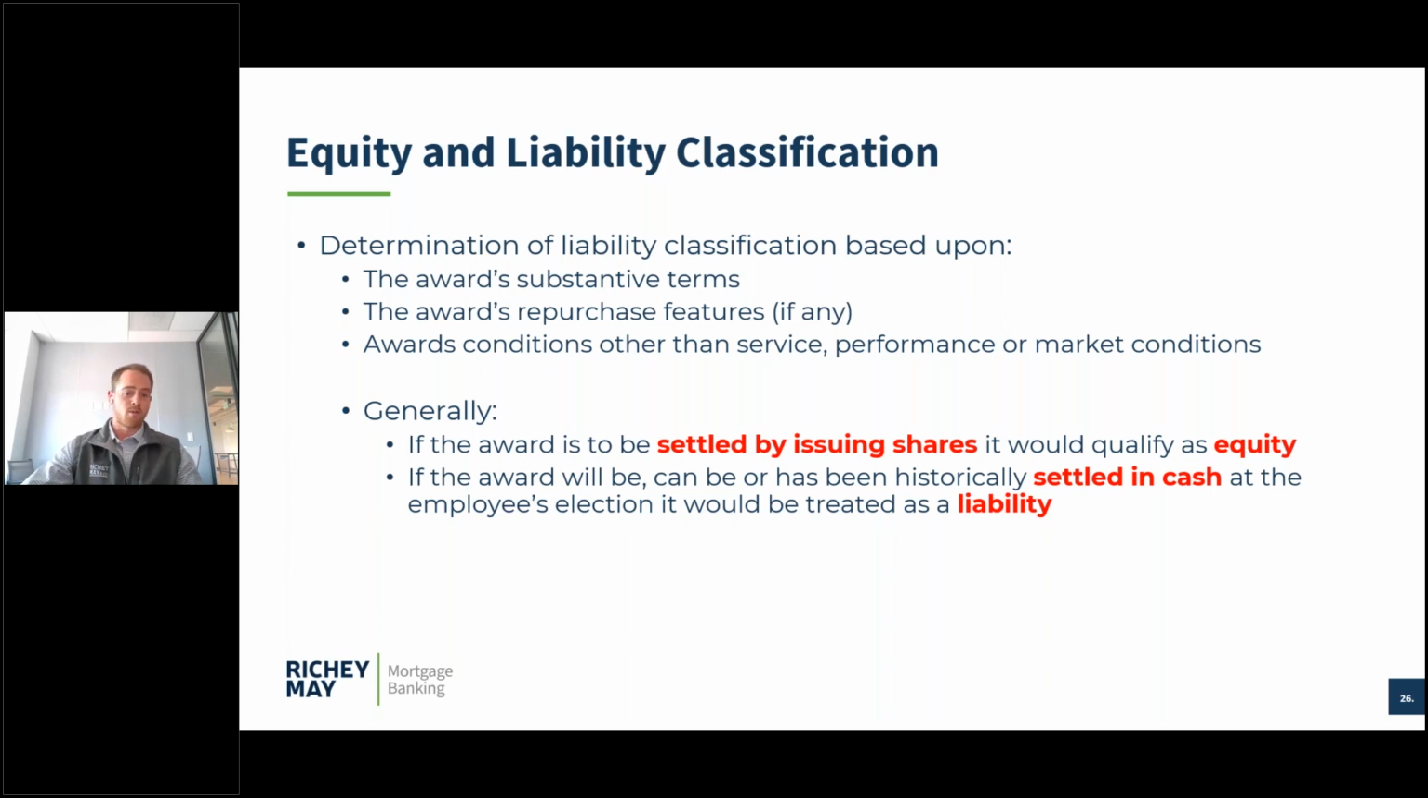If the award will be, can be, or has historically settled in cash at the employee's election, it would be treated as a liability. So these are the two really important factors to think about for any existing share-based plans or any future share-based plans.